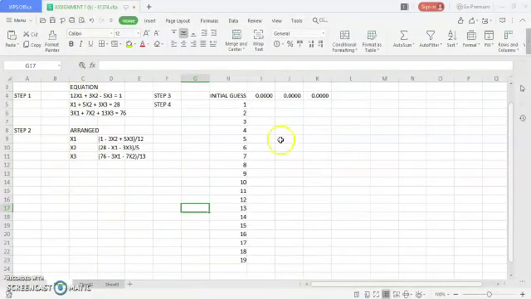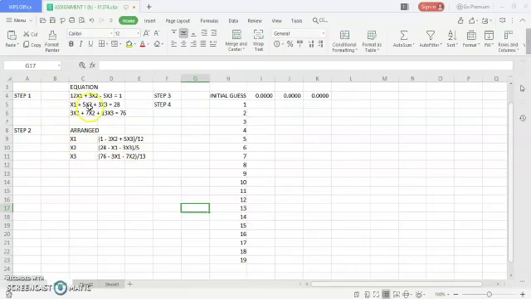For my laptop, I don't have Microsoft Excel, but I have WPS Spreadsheet, which is also the same. The functions and everything are almost similar.